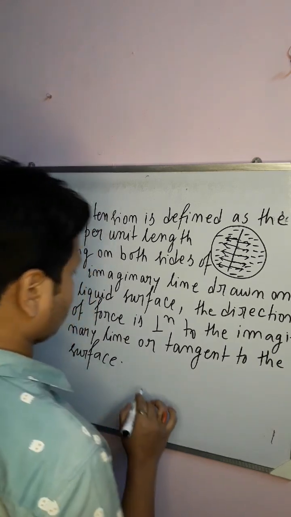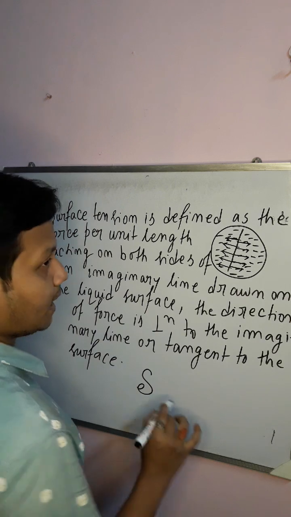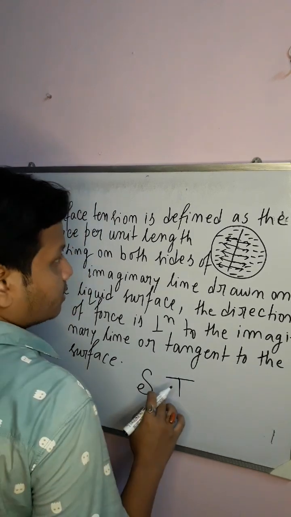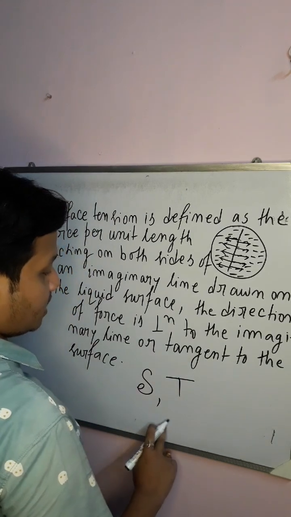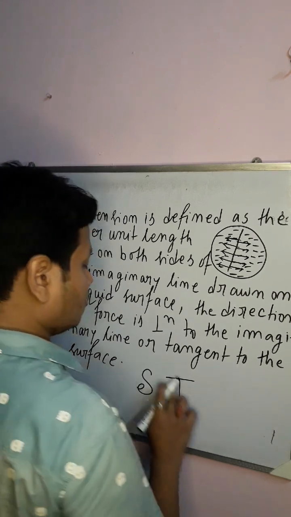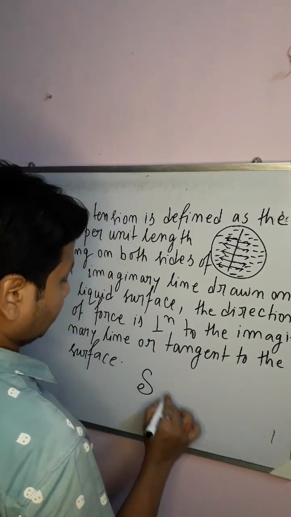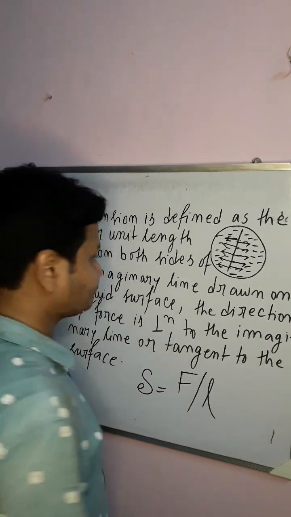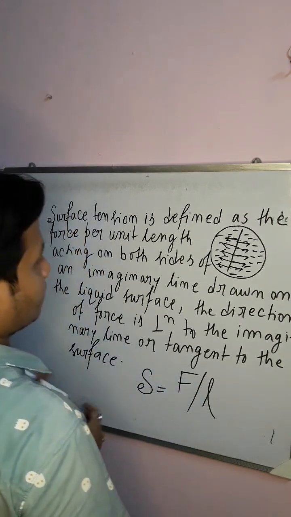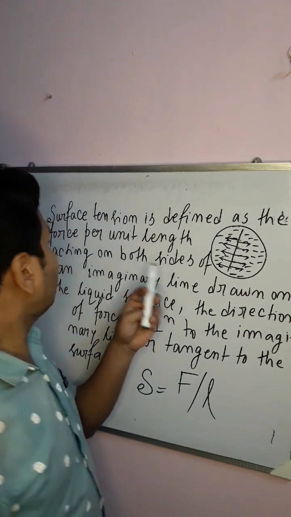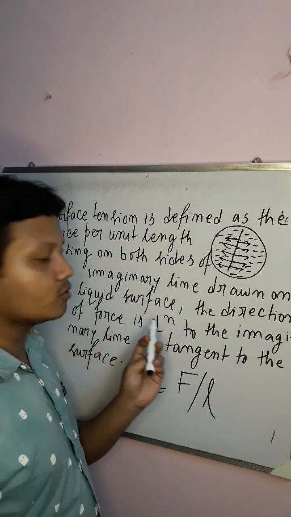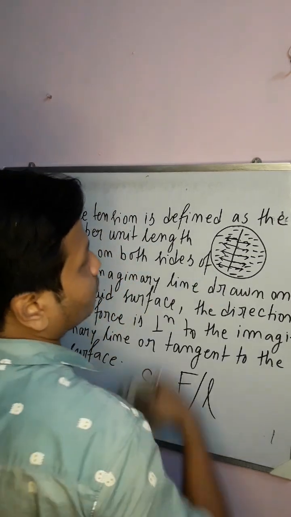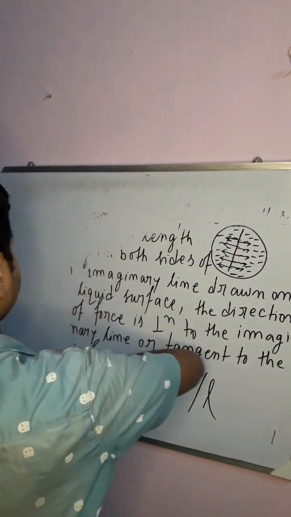So surface tension we always denote by S, and in some books it is denoted by T. Both are true, but I always denote it by S since I denote T as temperature. So I will use capital S. Surface tension is the force per unit length acting on either side of the imaginary line drawn on the liquid surface, and the direction of force is always perpendicular to the imaginary line.